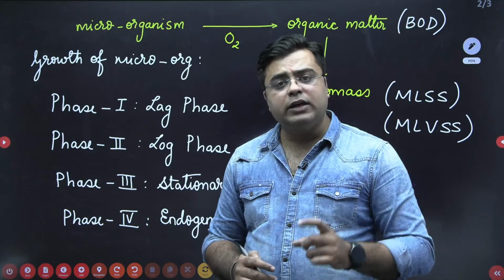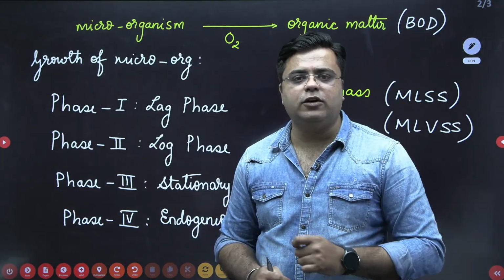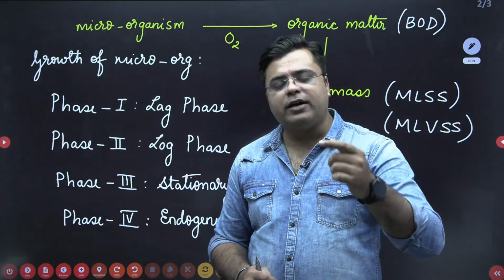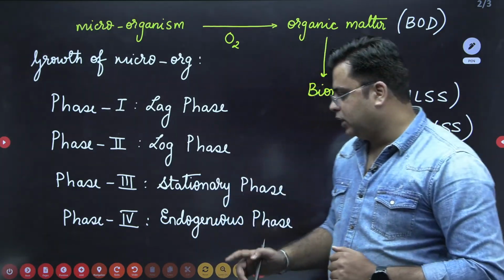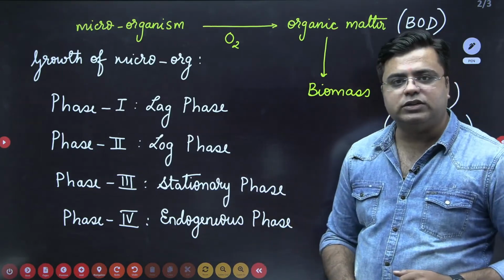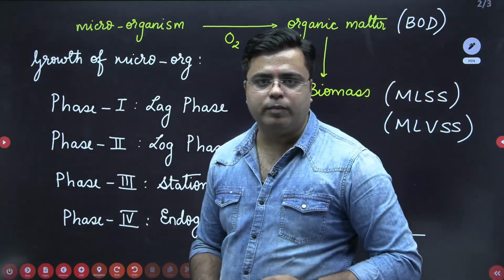After this phase, due to heavy deficiency of food, more and more microorganisms will kill themselves by undergoing endogenous respiration. So this is known as the endogenous phase. 4 phases for the growth of microorganisms.